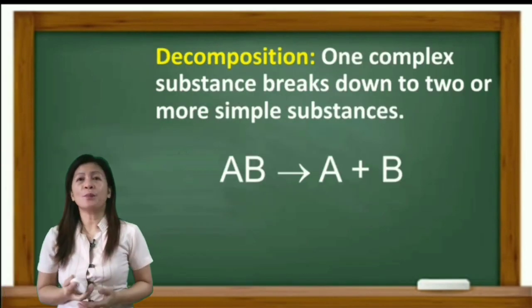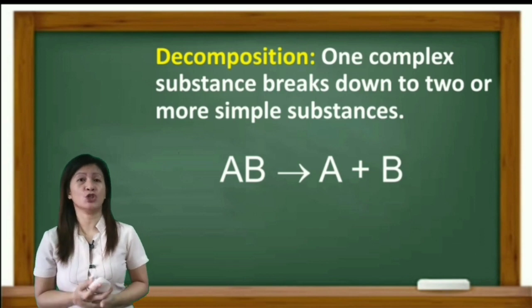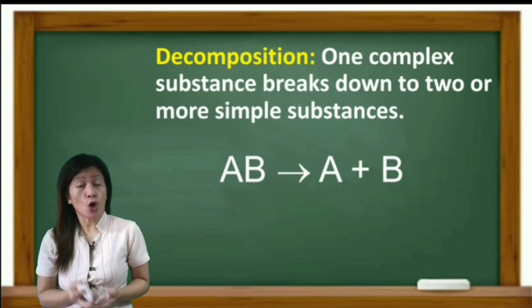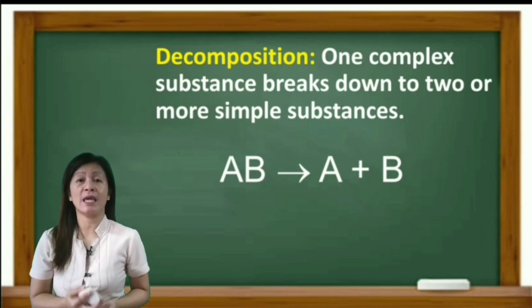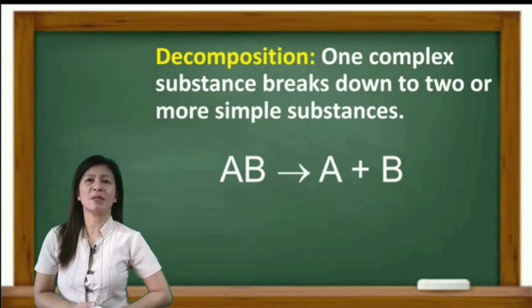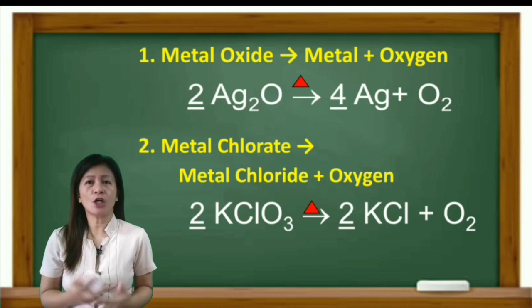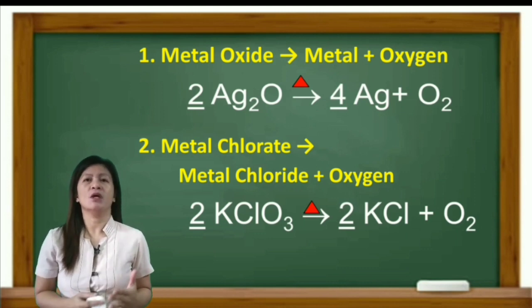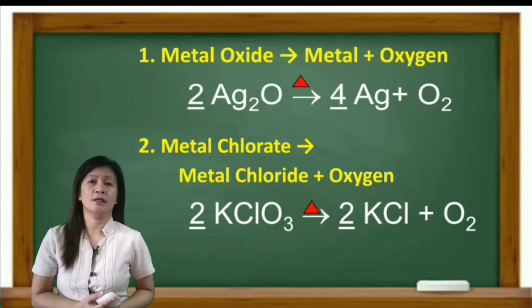Let's now go to decomposition. One complex substance breaks down to 2 or more simple substances in a decomposition reaction. So we have here the general equation. Complex substance AB decomposes to simple substances A and B. Let's have some examples. So we have here a metallic oxide decomposing to its components, metal and oxygen. One good example is the decomposition of silver oxide.